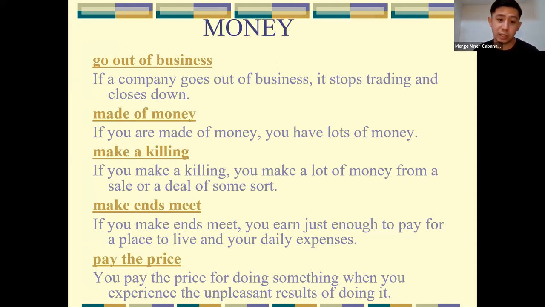Made of money, they're very rich. Make a killing, made a deal. Make ends meet, diba? Just to survive. You're just surviving on your salary. So you're just trying to make ends meet.